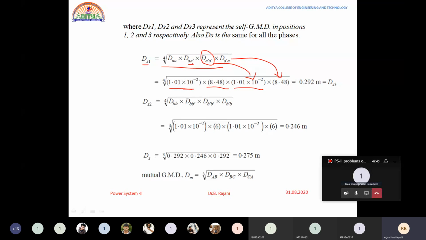Why? Because they are equidistant from each other. So we are having this value. If you simplify this, you will be getting the value of 0.292 meters.